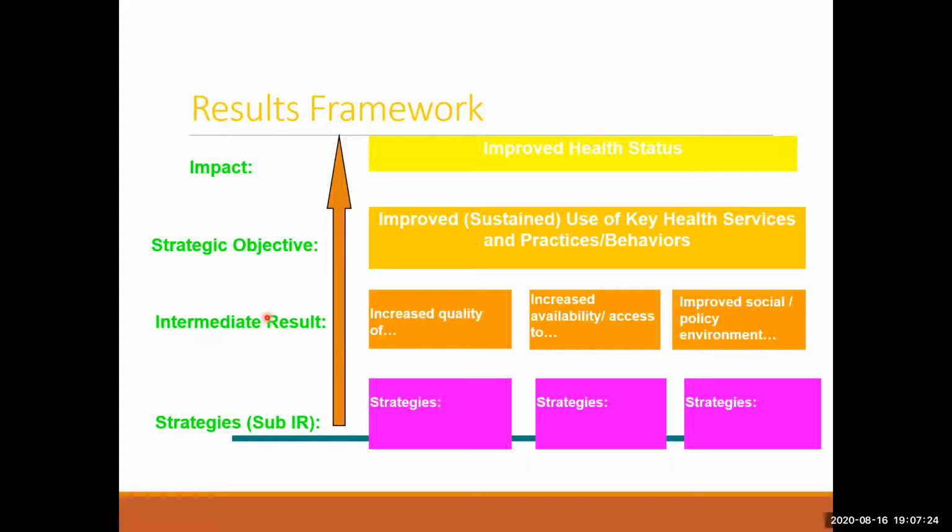A number of strategies will make a result. There is an intermediate result and an immediate result. So what happens is an idea will come to you, a skill will be developed, and maybe the quality in the program will be developed. And after that, the SO, which is the strategic objective, the overall improvement on the project.